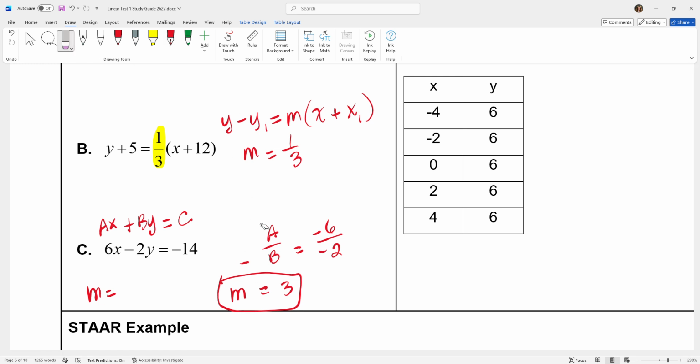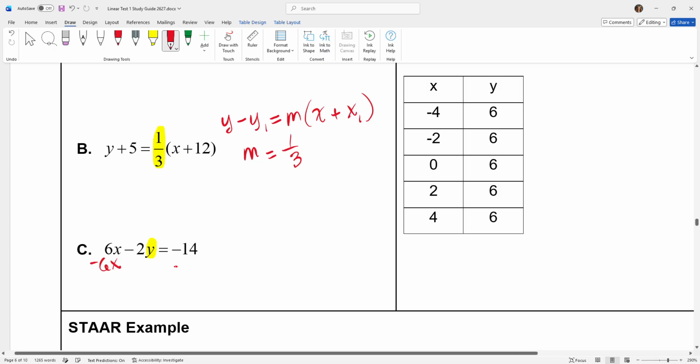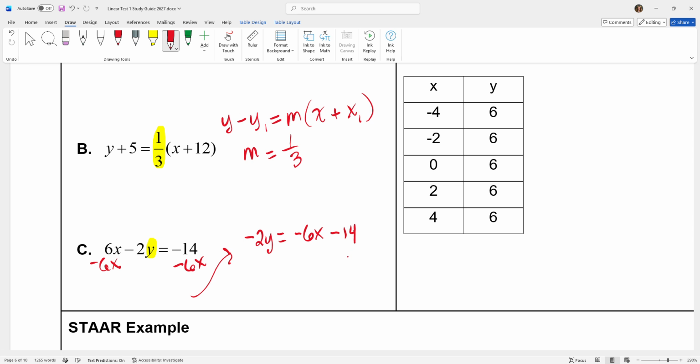Another way to do it is to go ahead and convert it to slope-intercept form. That means I need to move the term that is not with y. In other words, we want to solve for y. So that means I need to move, or rather cancel the 6x term. In order to cancel the 6x term, I need to do the opposite. So then I'm going to rewrite this as negative 2y equals negative 6x minus 14.